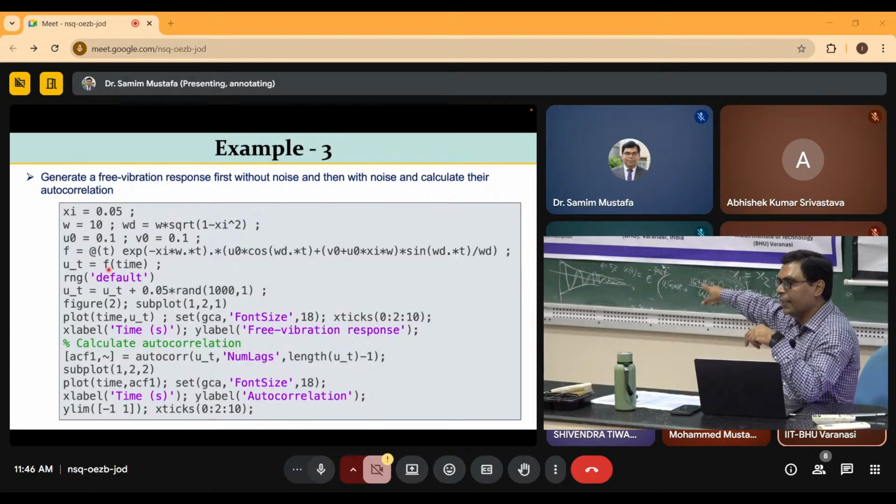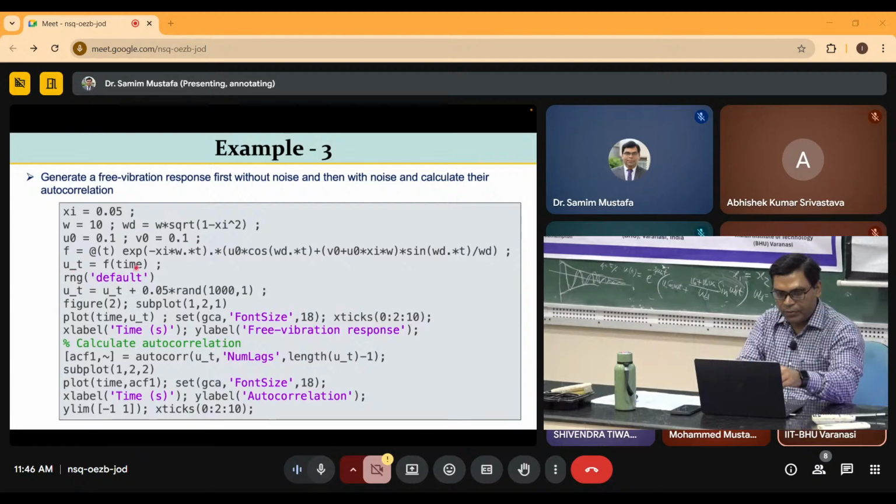Here I have written ut. Once you get this, ut is equal to a function of time. Time I forgot to write over here. So why not I just show you the actual code.